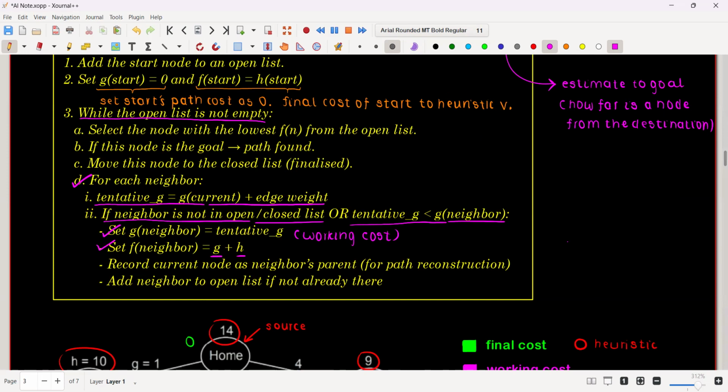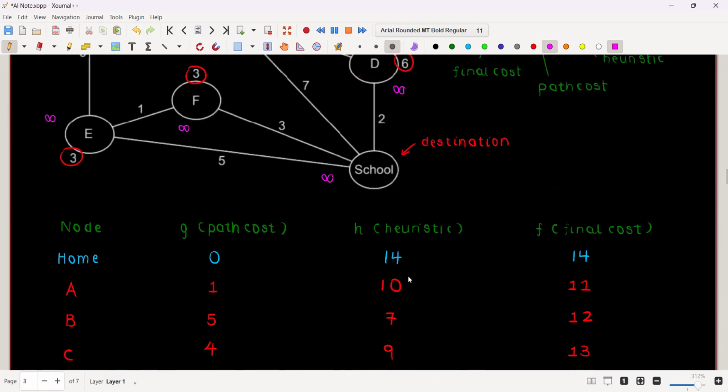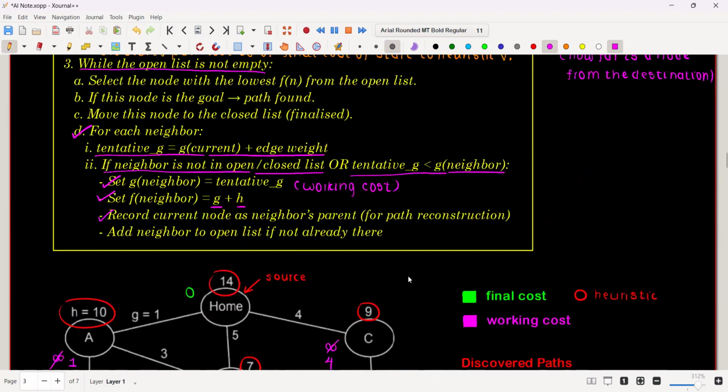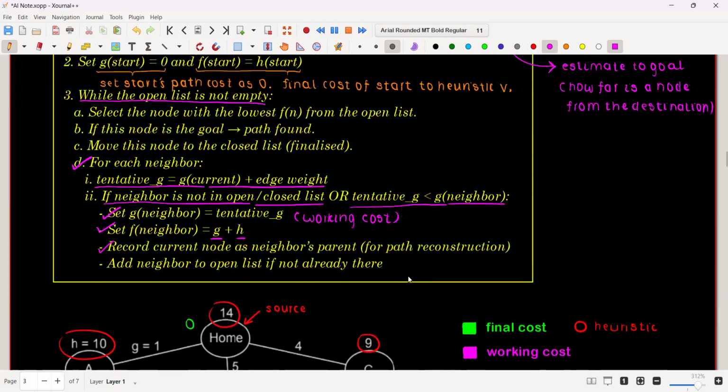And then we also record the current node as a neighbor's parent for path reconstruction purposes, but that's more of an algorithmic thing. We don't have to do that when we do it manually, because we can of course reconstruct the path from our brains. But when you do it computationally, we need to make a record of the neighbor's parents so that we can backtrack and find the source. And we also add the neighbor to the open list to indicate that the neighbor has been discovered, but it's not fully visited yet, right?